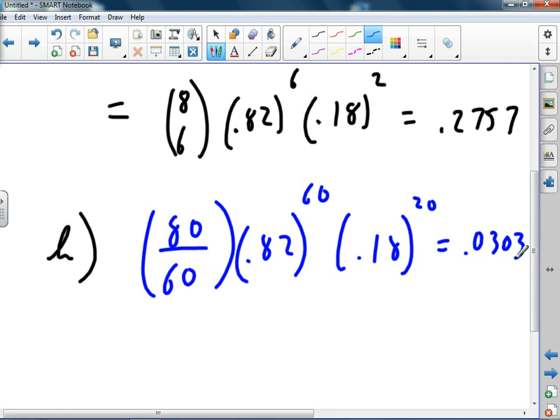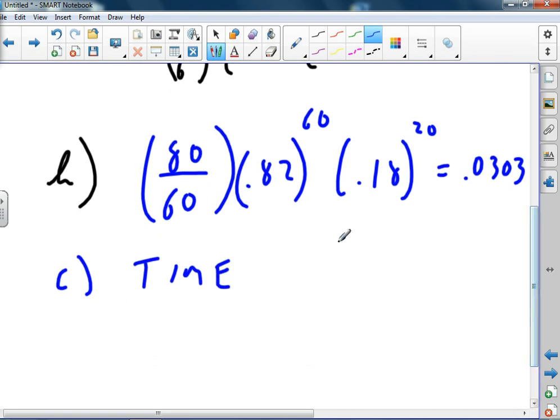Okay, next one. As the number of trials in a binomial distribution gets very large, what is the advantage of using normal approximations? And the advantage is time to do the calculation, because if I have to do that, this guy took longer in my calculator than the first guy.